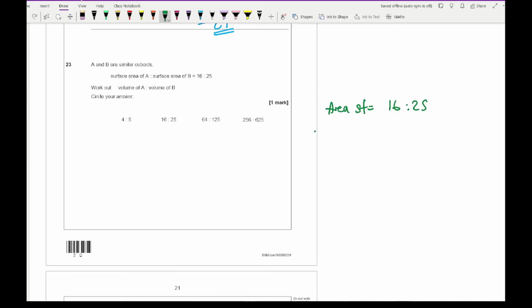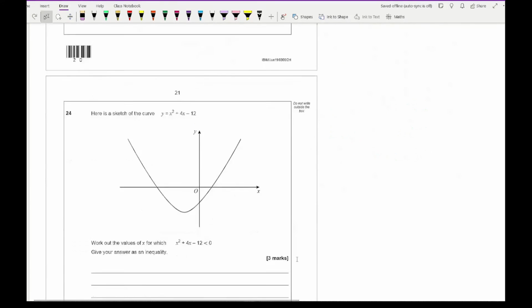So that means then that the length scale factor is going to be the square root of those numbers, which is 4 to 5. And then the volume scale factor is going to be the cube of those. So the cube of 4 is 64, and the cube of 5 is 125. So the correct answer is going to be our third option.